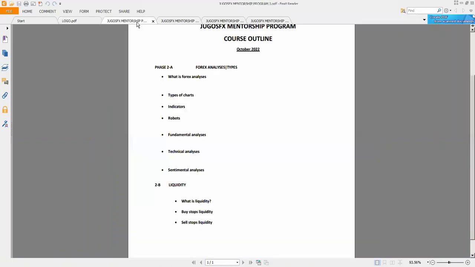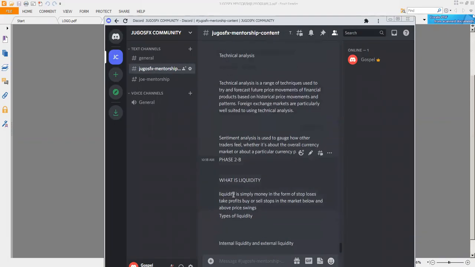This lesson we are going to be talking about phase 2B, which is under liquidity. What is liquidity? Buy stops and sell stops liquidity, and then types of liquidity. What is liquidity? Liquidity is simply money in the form of stop losses, take profits, buy or sell stops in the market below and above price swings. We have types of liquidity, which is internal liquidity and external liquidity.